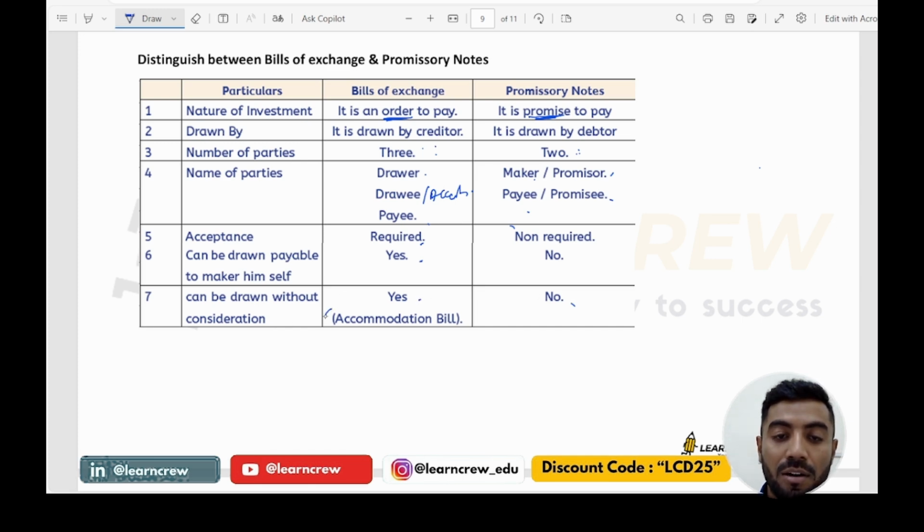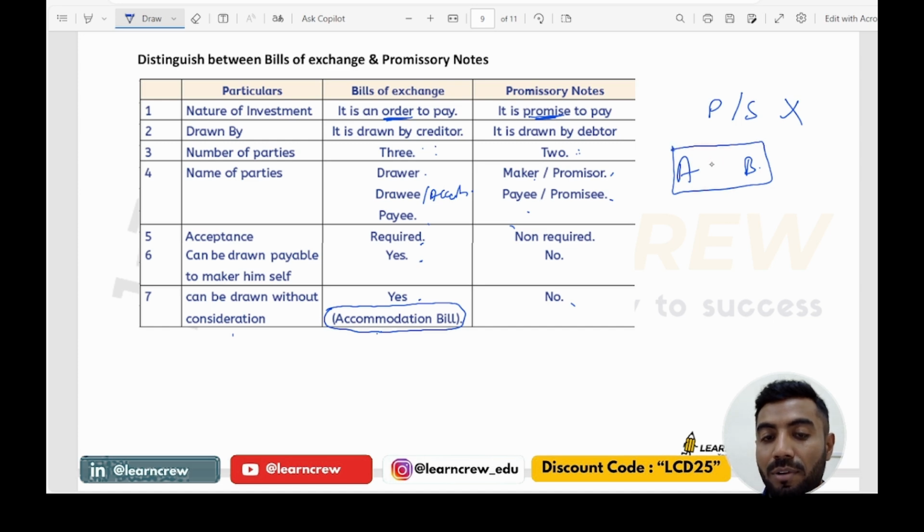Okay. This accommodation bill can be drawn without consideration. Yes. Why? Because an accommodation bill, what we discussed, is one where there is no transaction, no purchase, no sales, there is nothing. But still two parties, A and B, come together because they want some money. So A will draw a bill on B, and B will get a discount from the bank. There is no obligation to pay for either A or B, but still they raise a bill and get a discount from the bank. That is known as an accommodation bill.